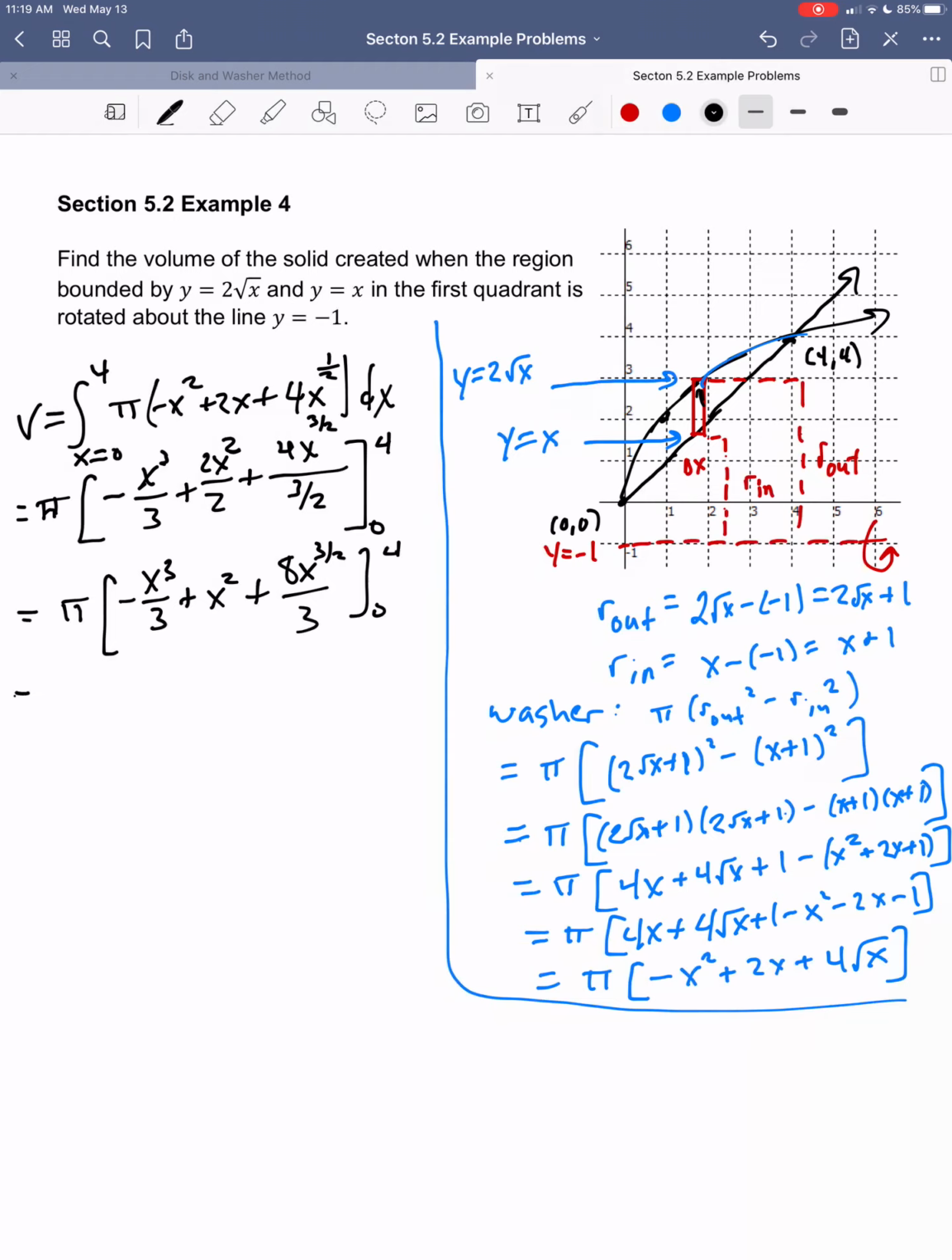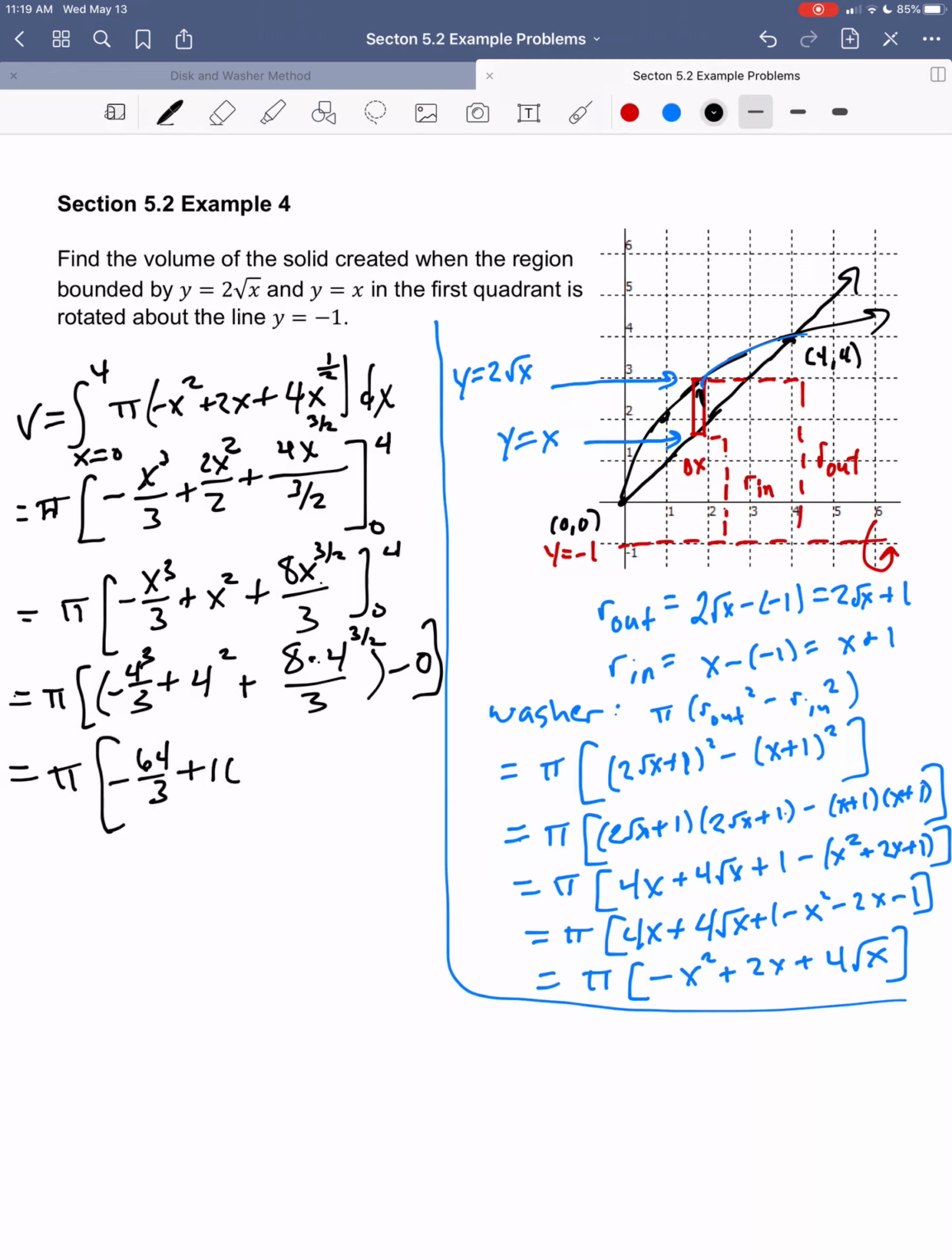So I plug in 4: negative 4 cubed over 3, plus 4 squared, plus 8 times 4 to the 3 halves all over 3, minus 0 cubed over 3 is 0, 0 squared is 0. 0 to any power is 0, so that all just ends up being 0 when I plug 0 in there. So I get negative 64 over 3 plus 16.